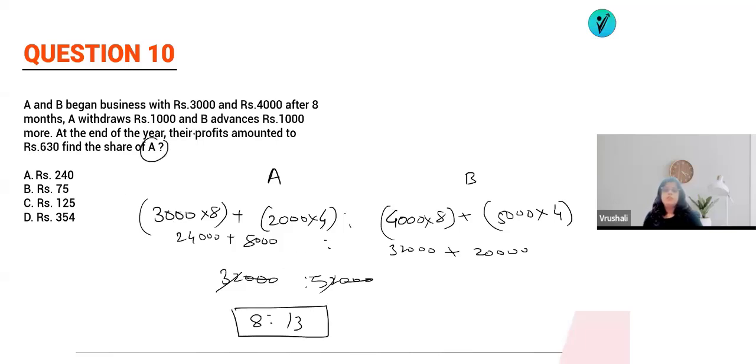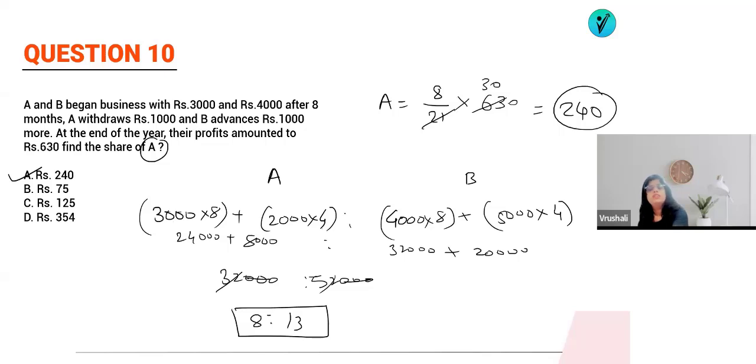So they have asked what is the share of A. So A will receive 8 out of 13 plus 8, which is 21. Then how much will it be out of 630? So 21 3s are 63, zeros, 8 3s are 24. So A will receive 240. That's it. So I hope you have understood all these questions.